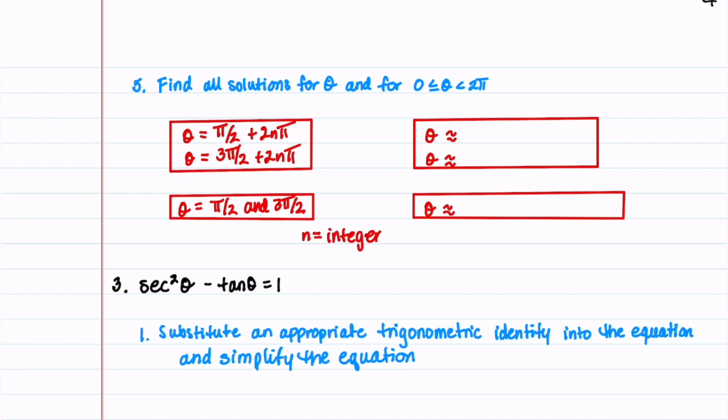For our second equation, we found that theta is approximately 0.2527, and now we add 2n pi, and then likewise, theta is approximately 2.8889 plus 2n pi. So that gives us theta is approximately 0.2527 and 2.8889.